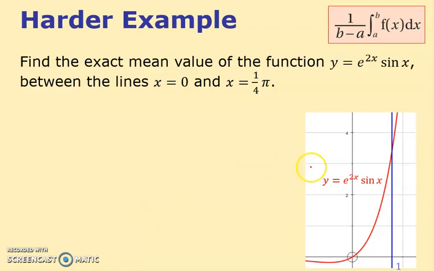Here's another one. Oh look, this proves the point. This is now a complicated function: e to the 2x sine x. This strikes me, if I'm going to integrate this, this is going to be by parts. So if they want to make it hard, they can make it hard. But we've seen integration by parts, so we should now be able to do it.